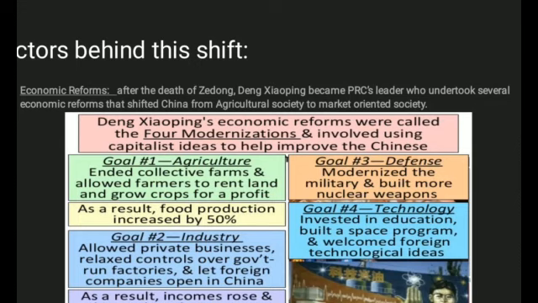It was Deng Xiaoping's four modernization reforms. First, agriculture: he ended collective farms and allowed farmers to rent land and grow crops for profit. As a result, food production increased by 50%.